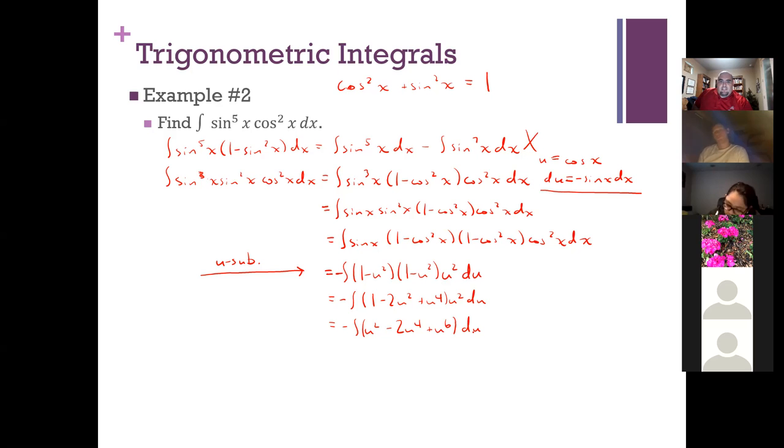And I probably should have paused a couple steps ago, but I'll go ahead and pause now. How are we doing with this part of the process? Most importantly, with how we built up to making this substitution happen. Really, the new wrinkle we're putting on this right now is bringing in these trig identities to rewrite our integrand so that it's something we can work with.